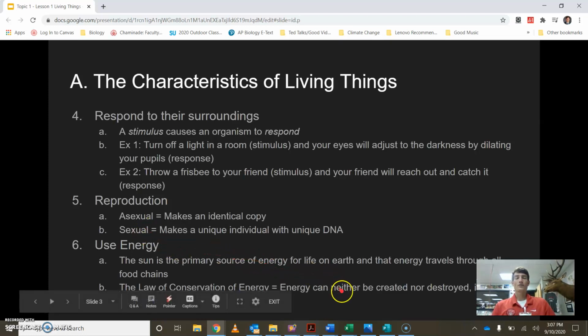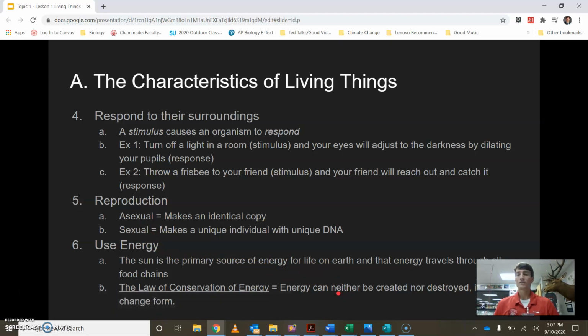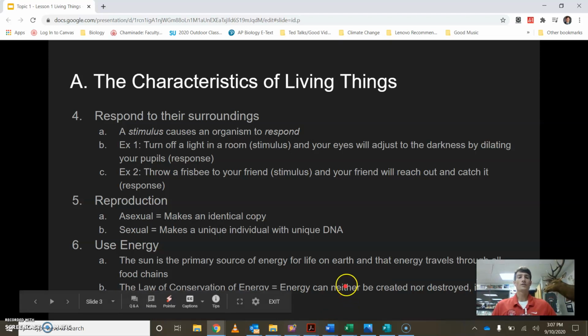And one thing that I mentioned with this, and we talked about this a bit in class, is the law of conservation of energy. This applies here because we know that energy can neither be created nor destroyed. It can only change form, which is really important here because energy that we have on Earth is not just magically showing up here. It's coming primarily from the sun, and there is some energy as well that's coming from the internal core of the Earth.